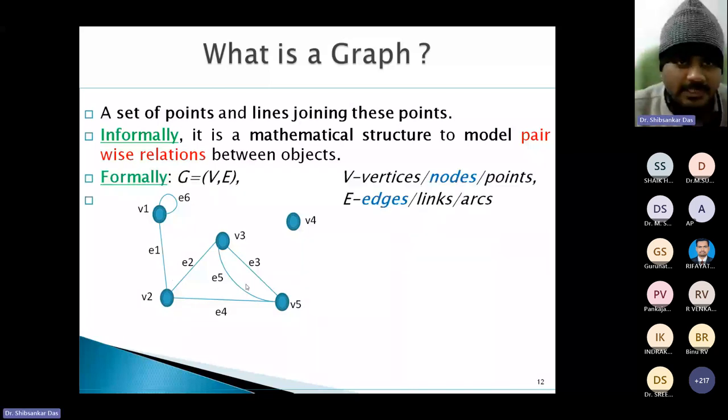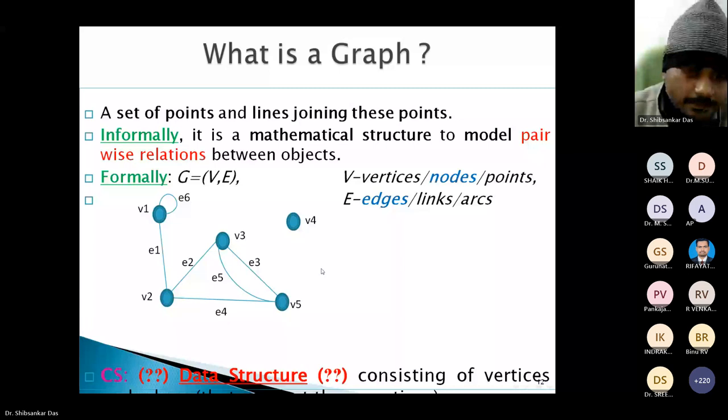And formally, G is denoted as a graph. It has two components: the vertex set and the edge set. These are the vertex set, V1, V2, V3, V4, V5, and this is the edge set. Vertices, nodes, and points are one and the same in most cases. Edges, denoted E, are also called links or arcs.